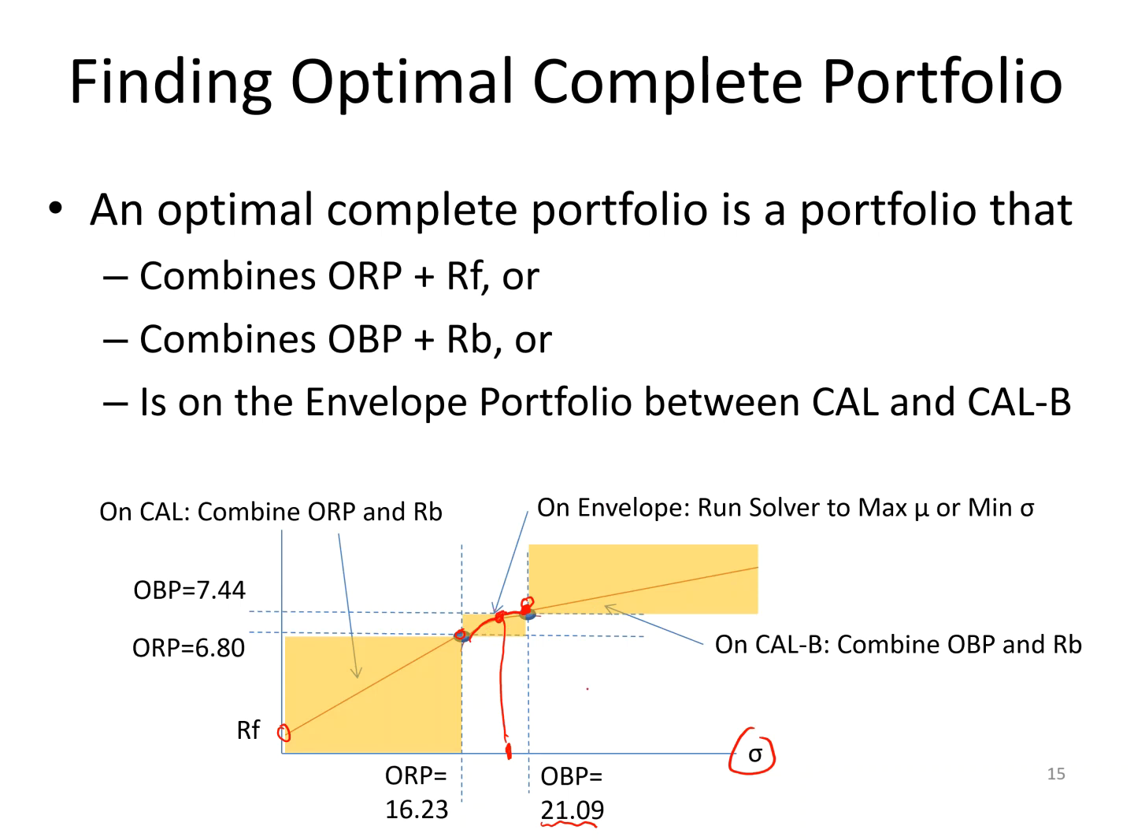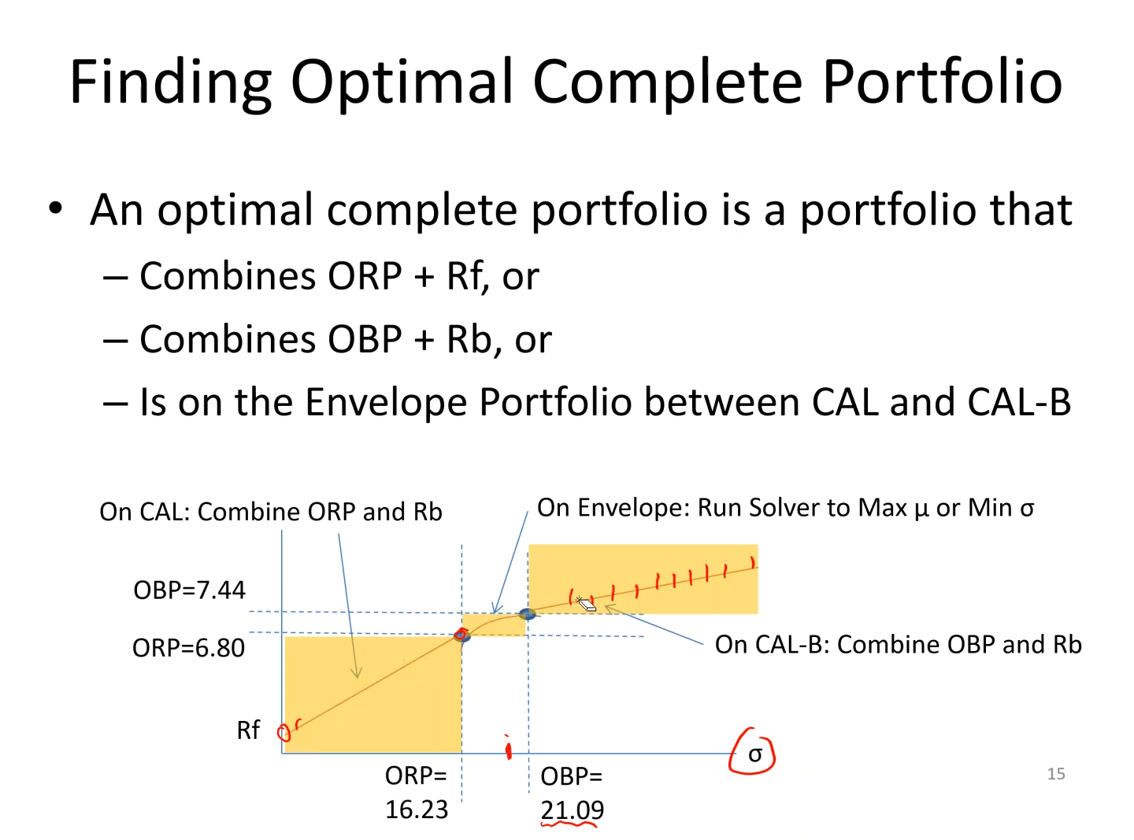If I want any level of volatility greater than the optimal borrowing portfolio's volatility, I would then just be on this line. We'll determine later how to find points on that line. If I want any level of volatility less than the volatility of the optimal risky portfolio, I would just invest along this line that combines RF and this portfolio. So I'll either be on the CAL, on the CALB, or on this envelope.